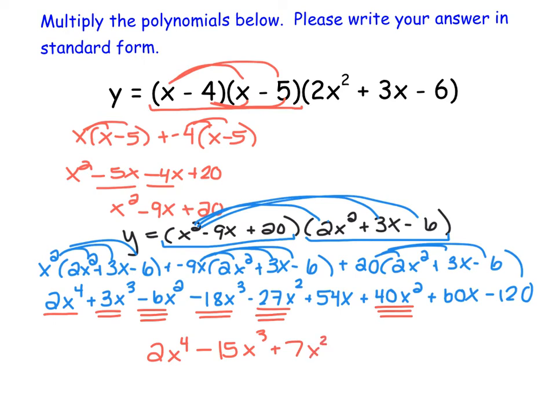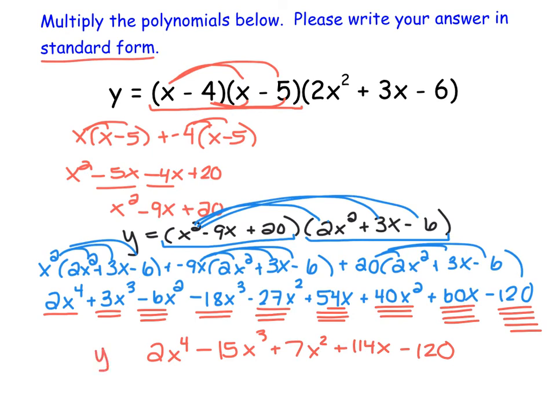I then move on to the x's, so I'm going to underline those 4 times. Positive 54 and positive 60 become a positive 114x. And then finally, I'm just left with one constant term over here, and I subtract 20. Now I know that I need to write my answer in standard form, but if you're very purposeful, you're just going to write them in descending order anyways, from the x to the fourth, x to the third, x squared, x, and the constant.